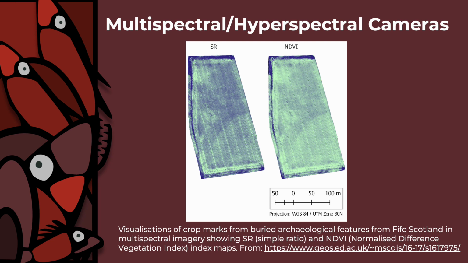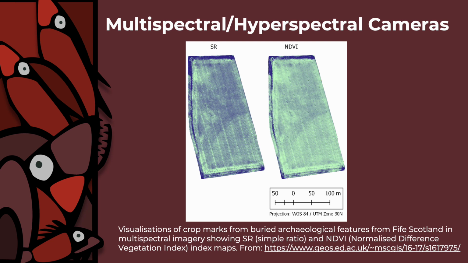While crop marks are often detectable to the naked eye, there are instances where we need additional help to identify them. Hyper or multispectral cameras, which record wavelengths beyond the visible spectrum, allow us to identify and enhance more subtle differences in the vegetation growing above buried features.